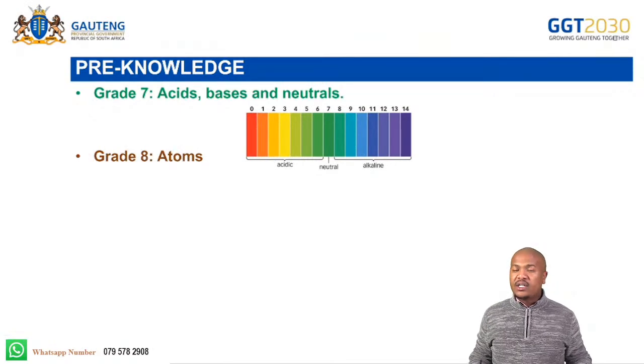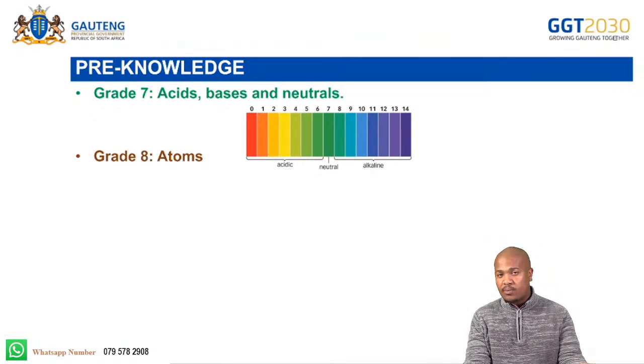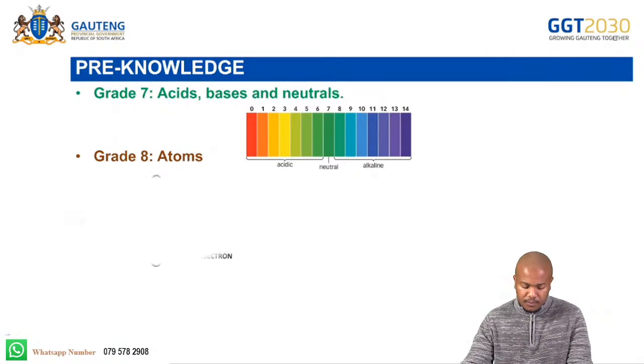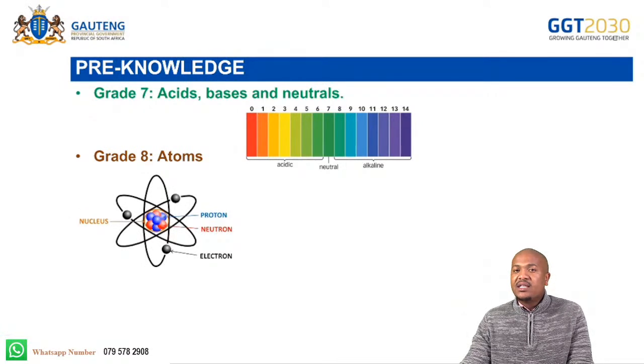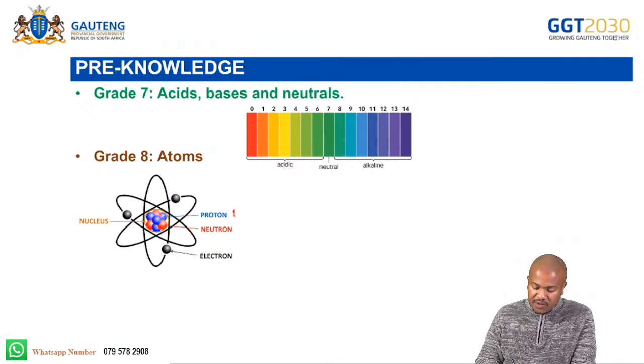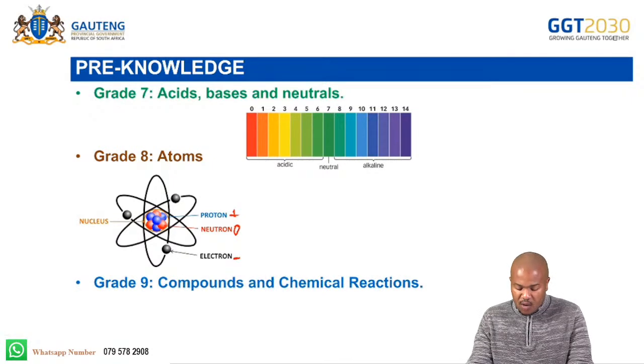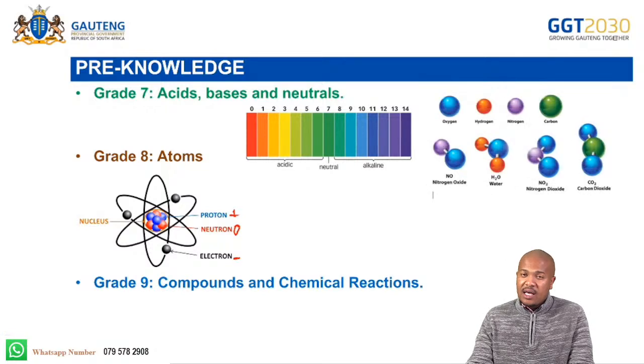We introduced the topic of acids and bases as well in grade 7. Then later on in grade 8, we talked about atoms, right? We said that atoms are building blocks of matter, right? And matter is anything and everything that occupies space and has mass. So also on these atoms, we said that these atoms are made up by subatomic particles such as the positively charged protons, the neutrally charged neutrons, and the negatively charged electrons, right?